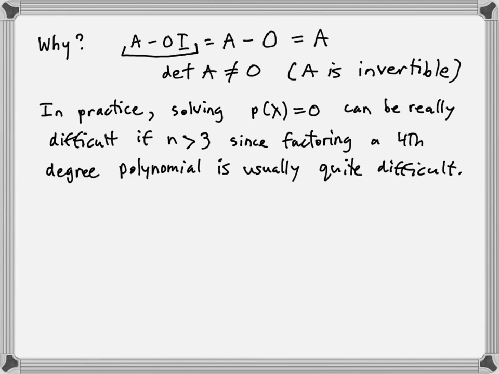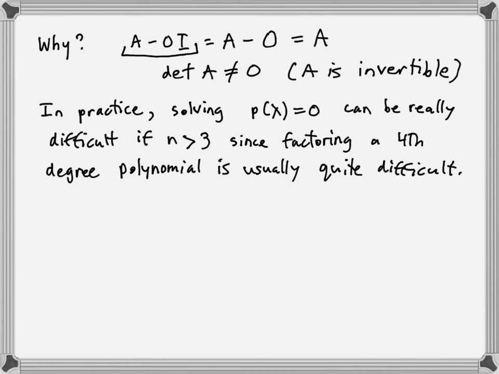You're never going to be asked to do a problem with n bigger than 3 just because it's too hard for a human to factor it themselves. You would need a computer to do it. But 2 by 2s or 3 by 3s are what we're namely going to be dealing with. Okay, so we're going to do an example.